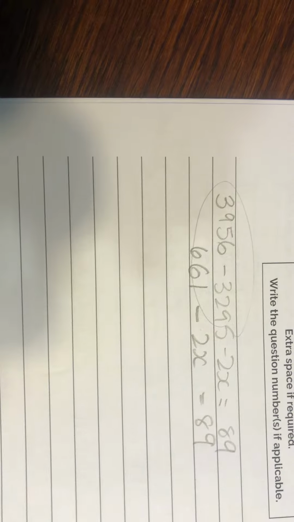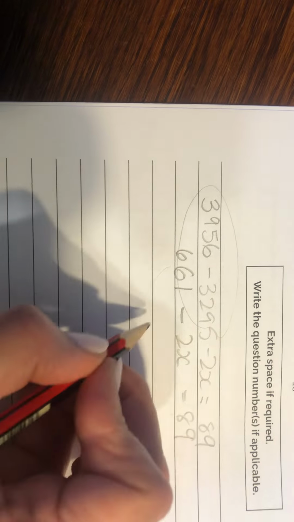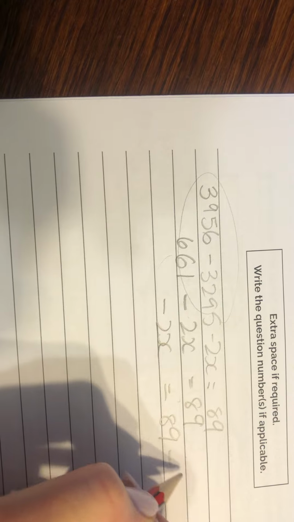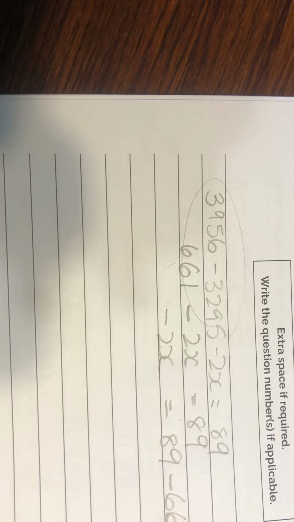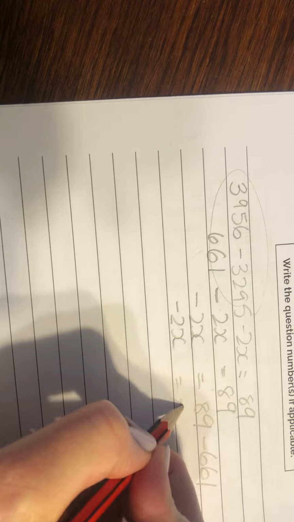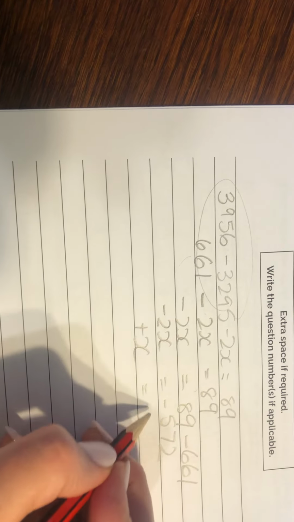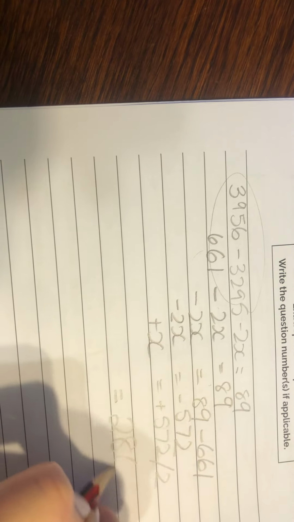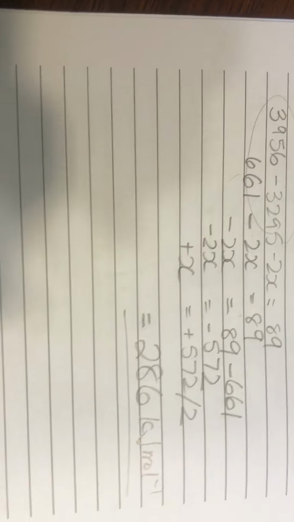I'm now going to get that x on its own. You can do this in a number of ways. I'm just going to subtract that 661 across. I know some people don't like this way, but I do. 89 minus 661 equals minus 572. So minus 2x equals minus 572. So positive x, which is what I want, is going to be positive 572 divided by 2, which equals 286 kilojoules per mole. Boom.